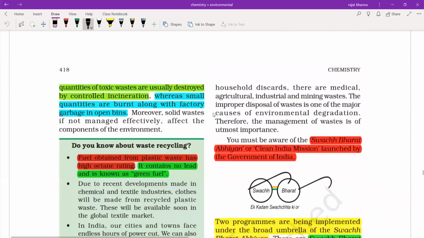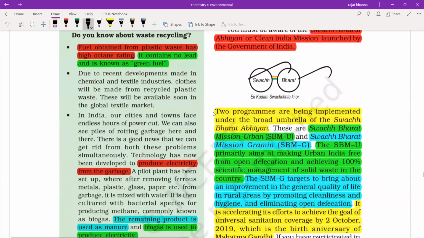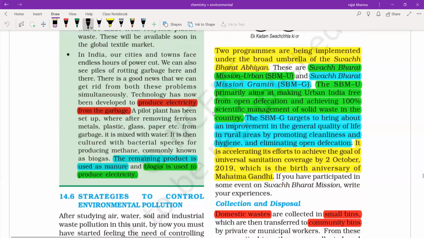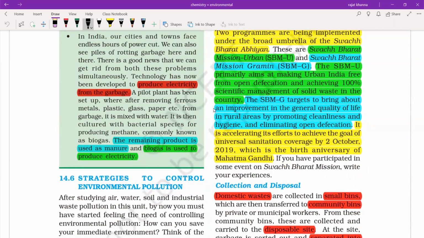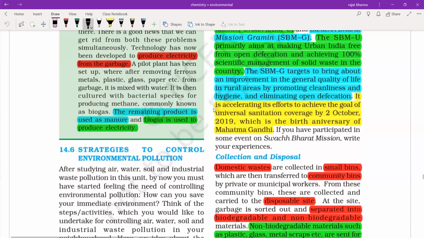So next is Swachh Bharat Abhiyan or Clean India Mission, launched by the Government of India. Two programs are being implemented under the broad umbrella of Swachh Bharat Abhiyan: Swachh Bharat Mission Urban and Swachh Bharat Mission Gramin. SBMU primarily aims at making urban India free from open defecation and achieving 100% scientific management of solid waste in the country. The SBMG targets to bring about an improvement in the general quality of life in rural areas by promoting cleanliness and hygiene, eliminating open defecation.